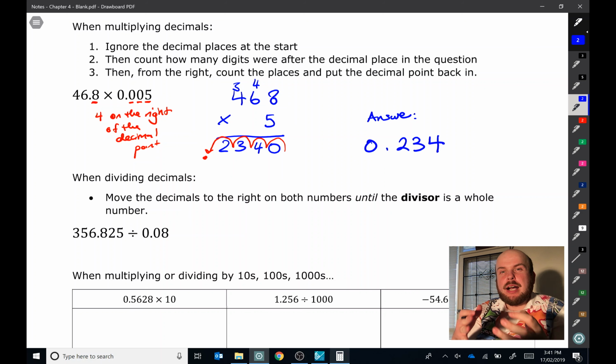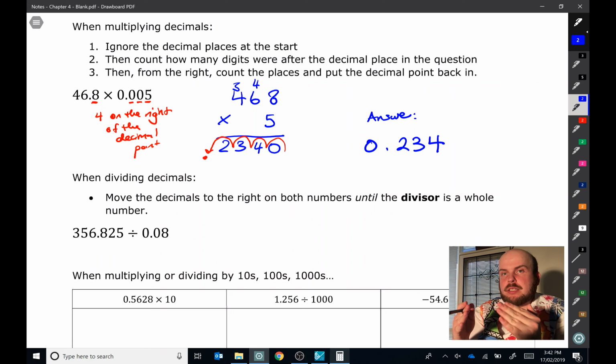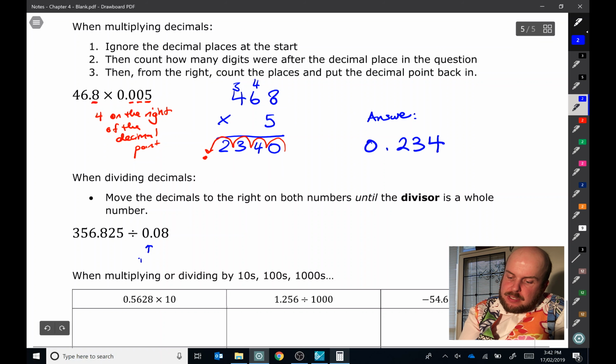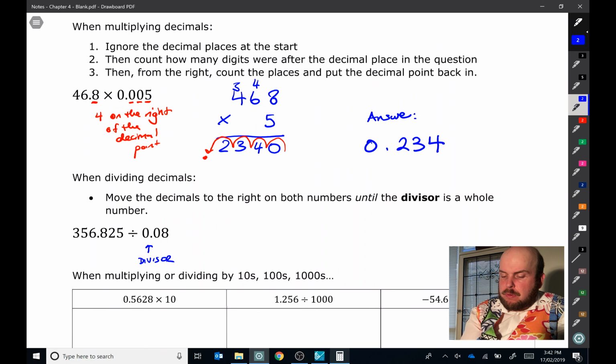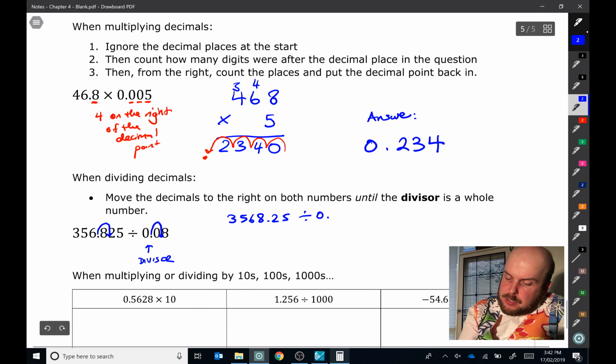as possible. It's very hard to divide by decimals. So what we do is we move the decimal point on both numbers until the divisor, which this is the divisor, the thing we're dividing by, is now a whole number. And I'll show you what I mean. So I'm going to move this once to the right, move this once to the right. Okay, so that's now 3568.25 divided by 0.8.